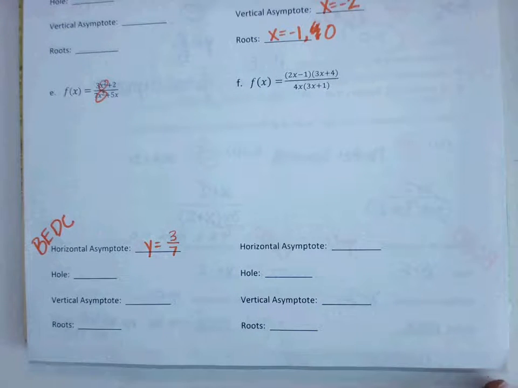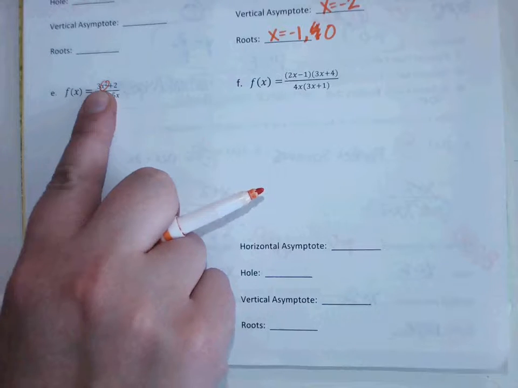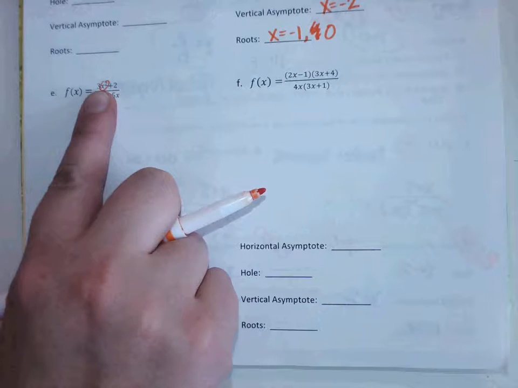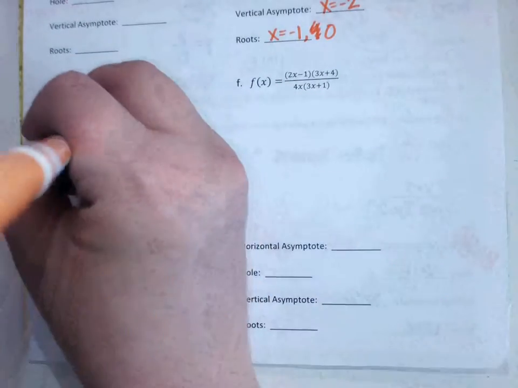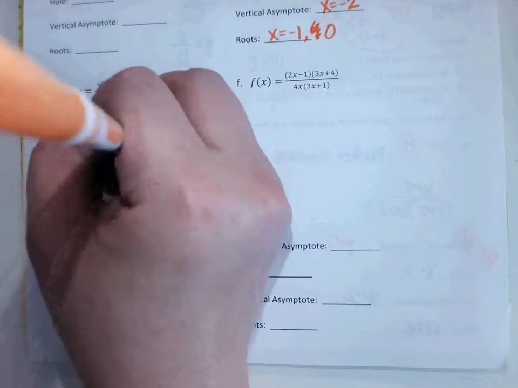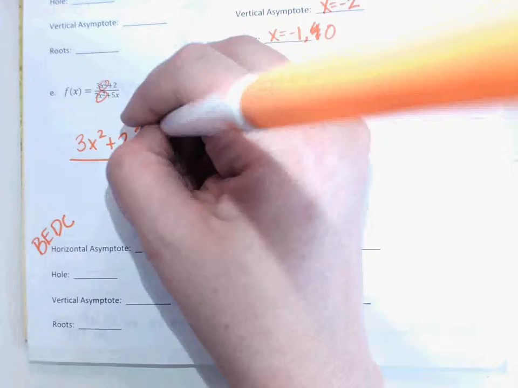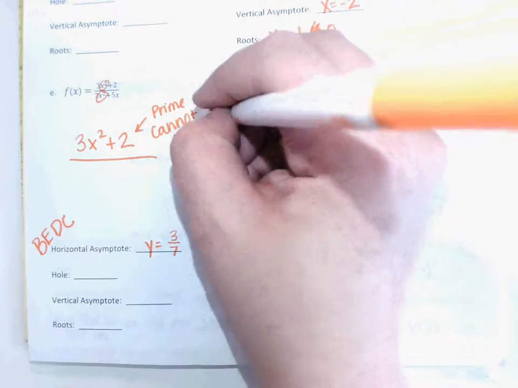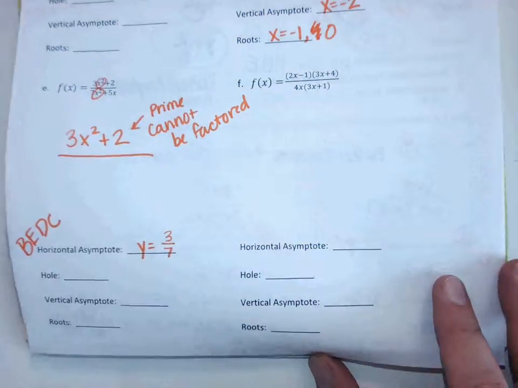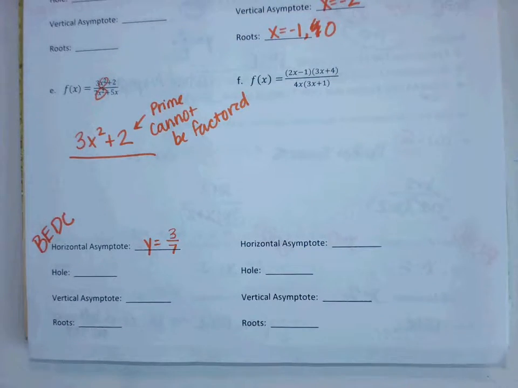Now, on the top, 3x squared plus 2, are those square rootable? No. Do they have a GCF? Can I T-chart it? Is it a cube that I can use a formula for? No, then leave it alone. So 3x squared plus 2, I cannot factor that. That's called prime. Cannot be factored. And if you get a piece of it that cannot be factored, you just leave it alone.